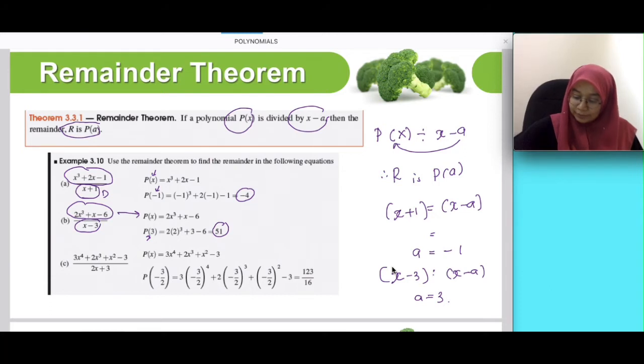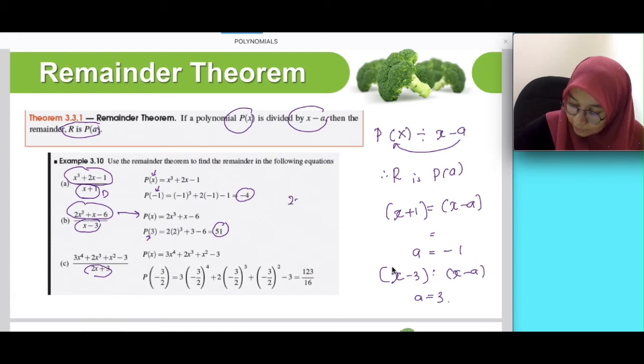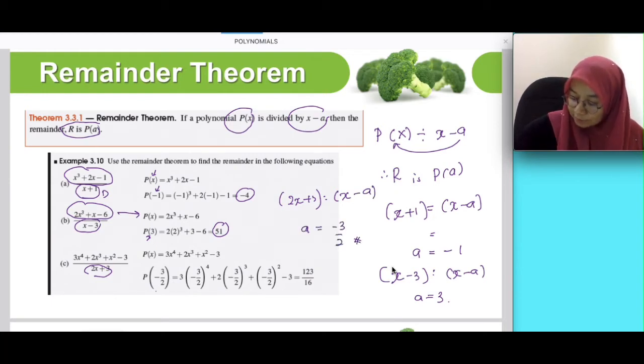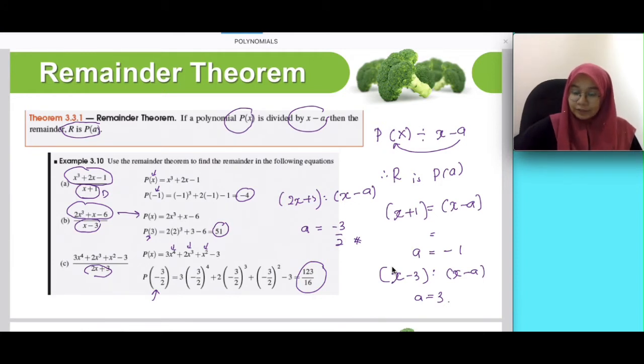Okay, another one. 3x to the power of 4 plus 2x cubed plus x squared minus 3 divided by 2x plus 3. Okay, 2x plus 3. Compare with x minus a. a is equal to negative 3 over 2. So you just substitute negative 3 over 2 into the x. You will get the remainder here. Okay, so now you have to know that the x minus 1, it must be in the division x minus 1.